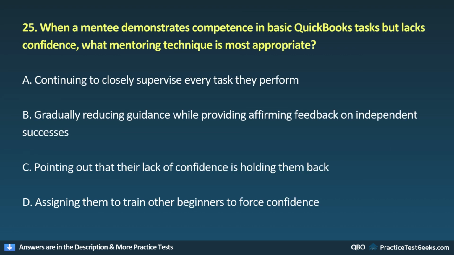25. When a mentee demonstrates competence in basic QuickBooks tasks but lacks confidence, what mentoring technique is most appropriate? A. Continuing to closely supervise every task they perform. B. By gradually reducing guidance while providing affirming feedback on independent successes. C. Pointing out that their lack of confidence is holding them back. D. Assigning them to train other beginners to force confidence.